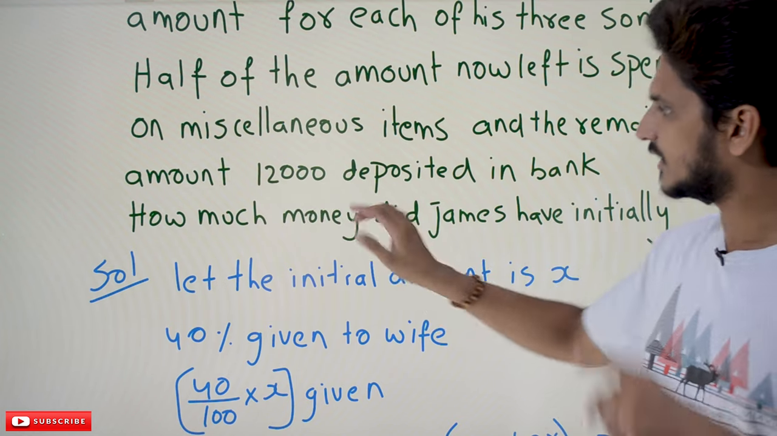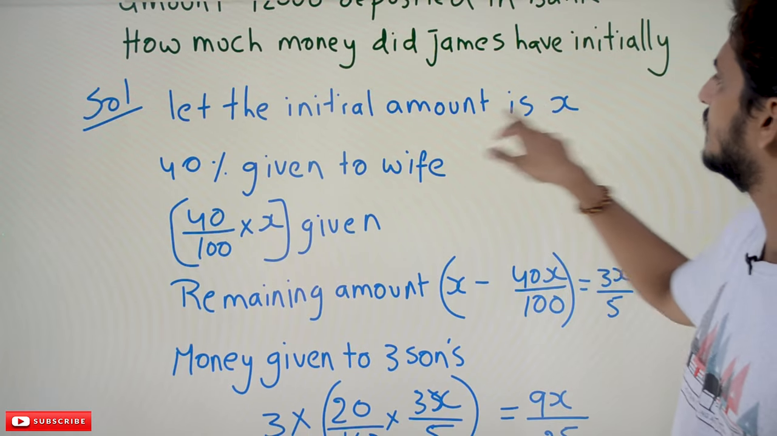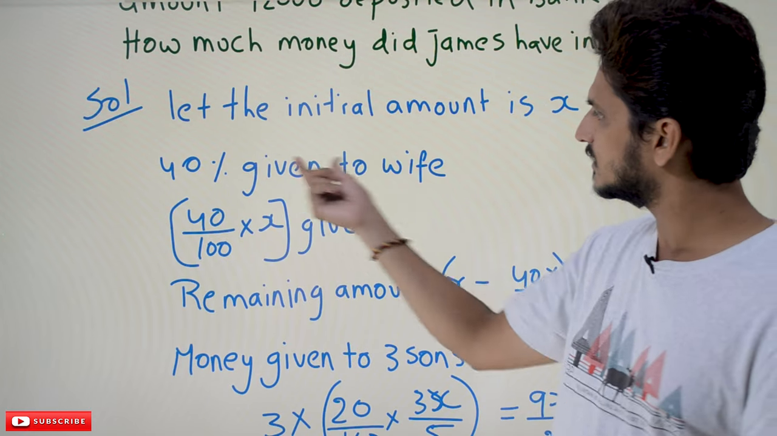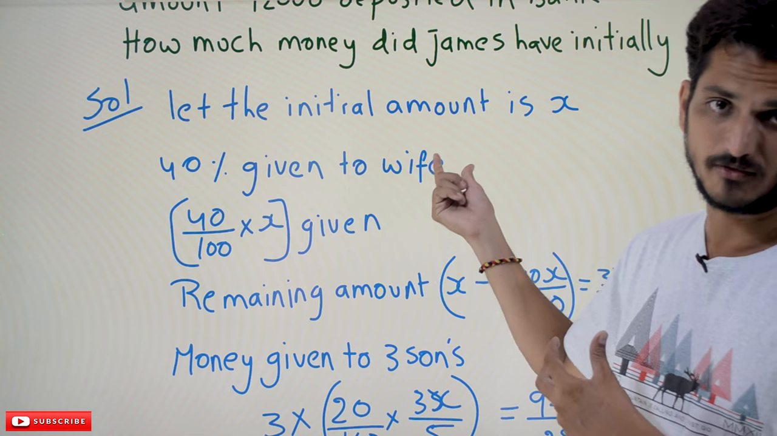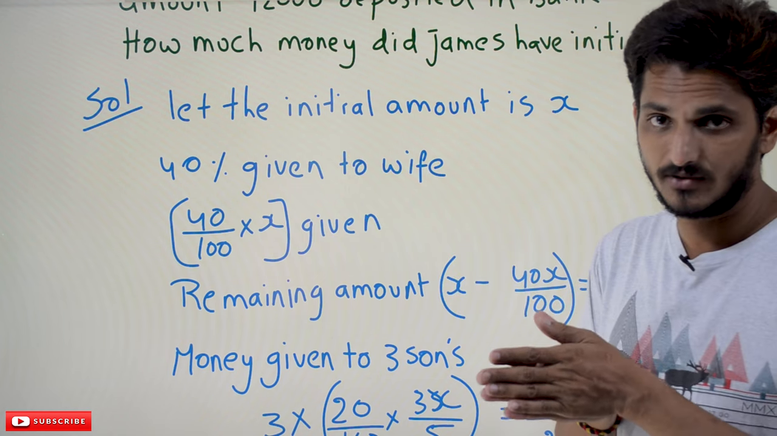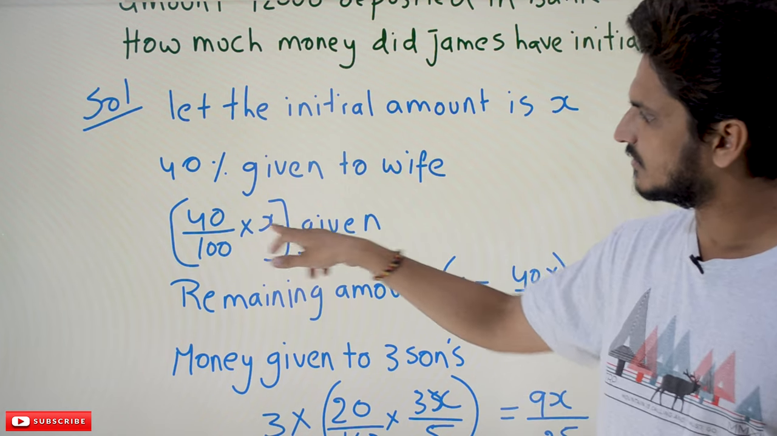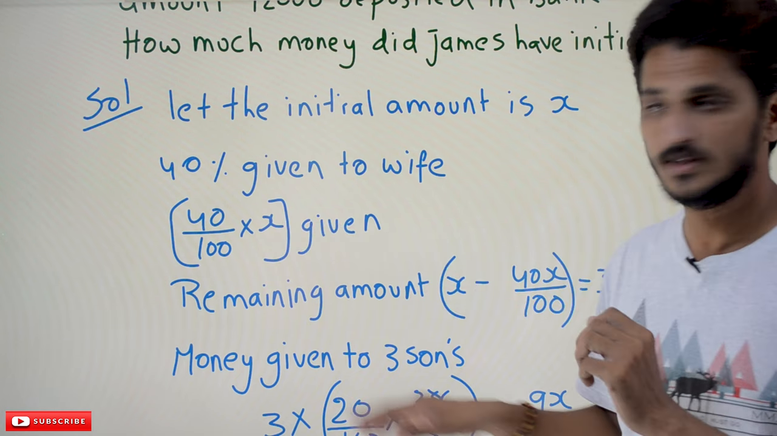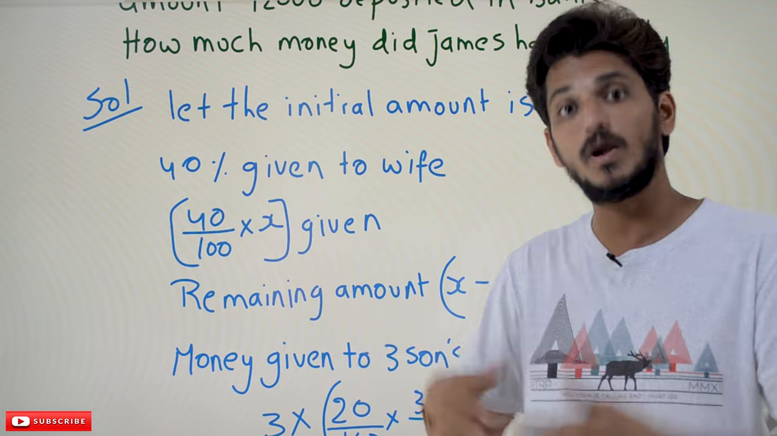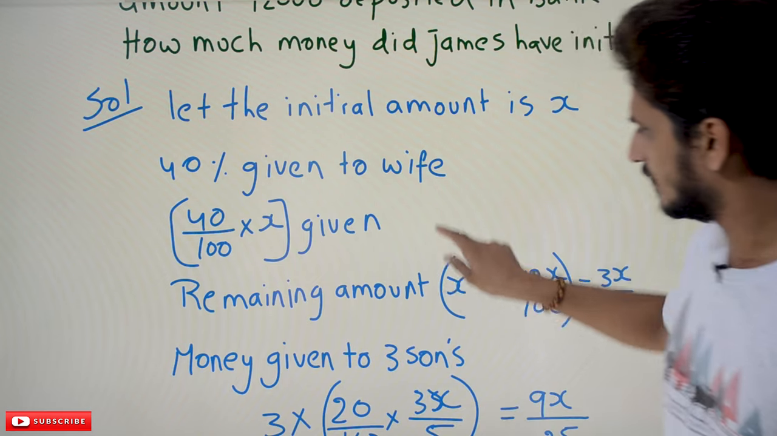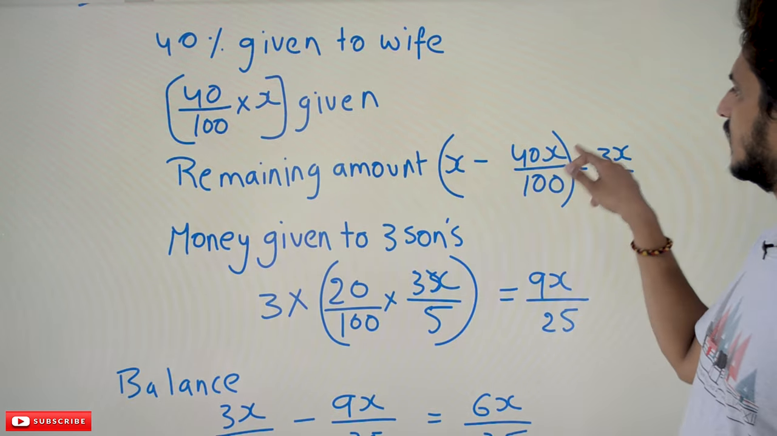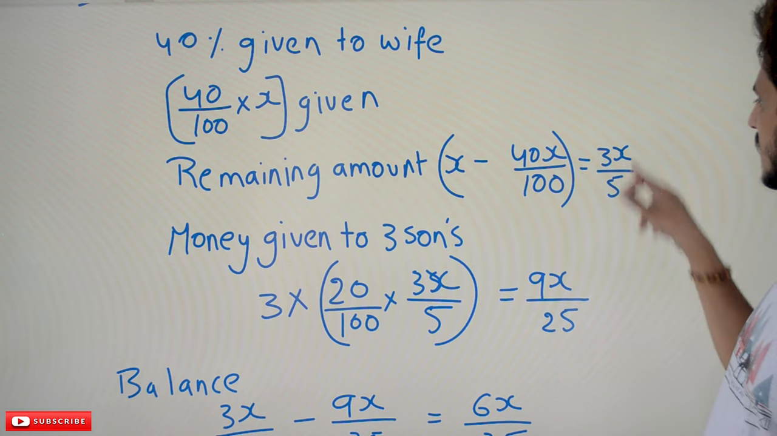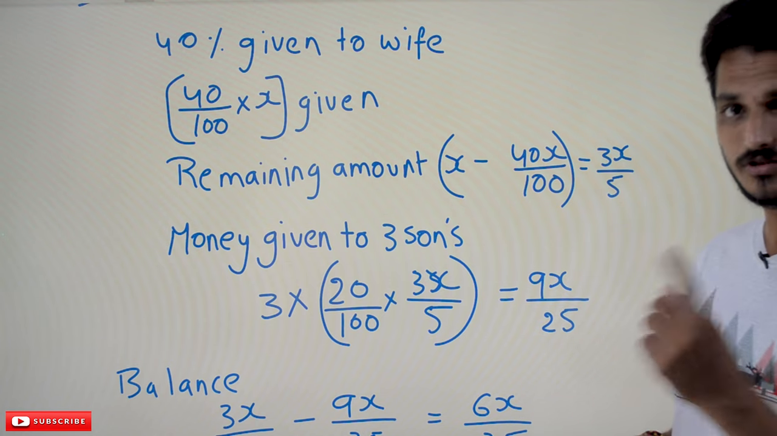Once you understand the flow, it's very easy. Let the initial amount be X. 40% is given to the wife, so 40% of X is 40 divided by 100 multiplied by X. This is the amount given to the wife. The remaining amount is X minus 40X by 100, which is 3X by 5.